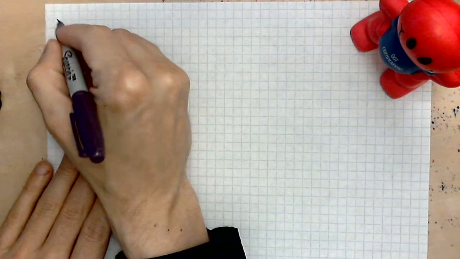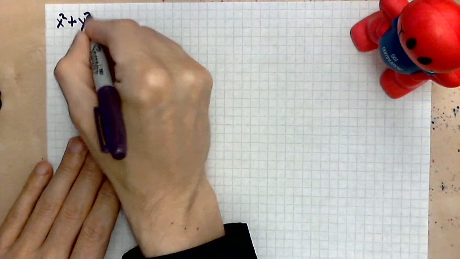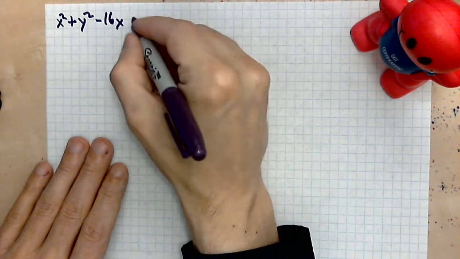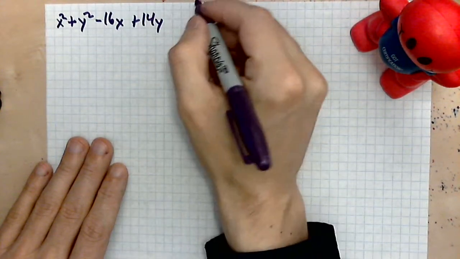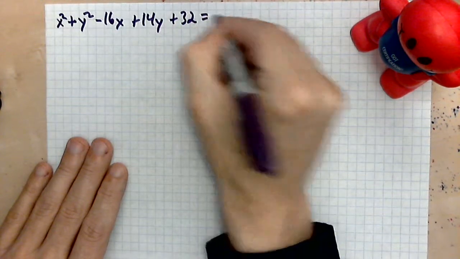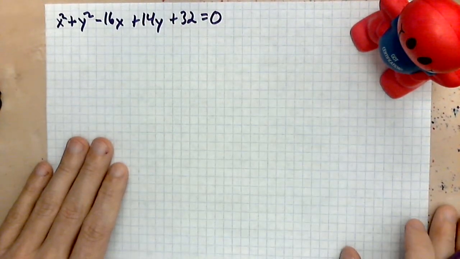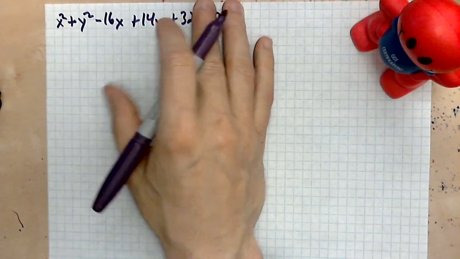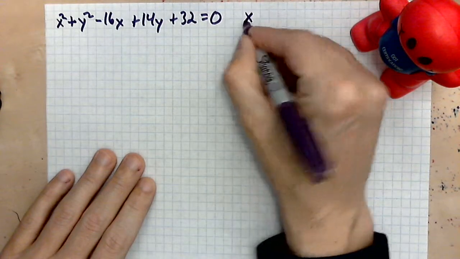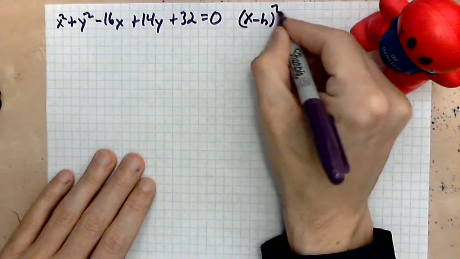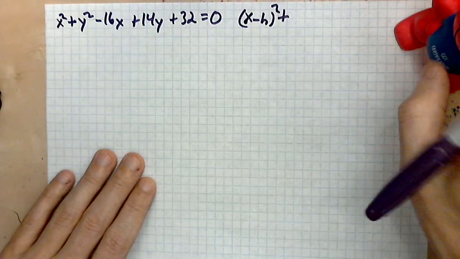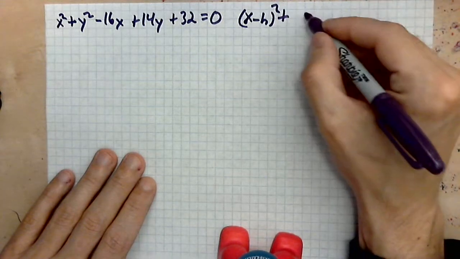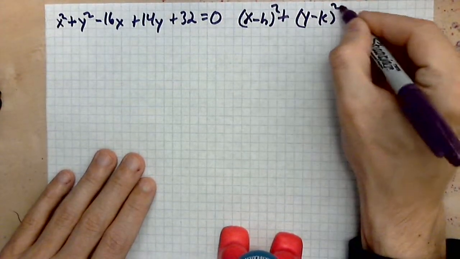We have x squared plus y squared minus 16x plus 14y plus 32, and all of this equals 0. There we are. So we have to transform this into the following form: x minus h squared plus y minus k squared equals r squared.